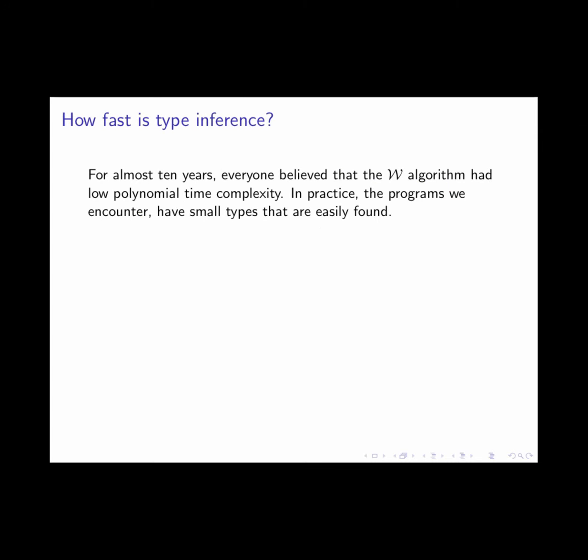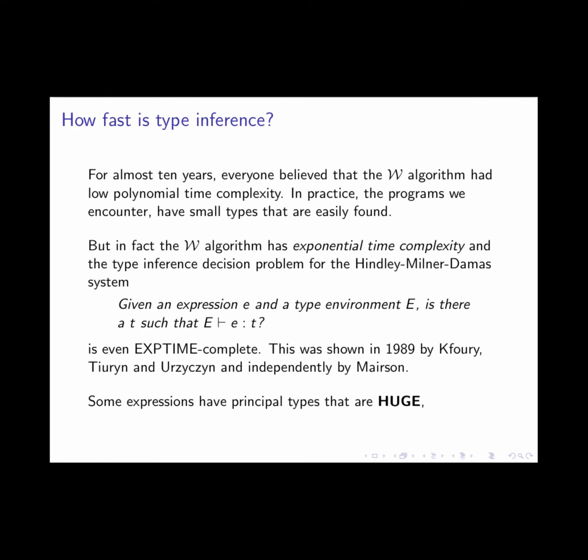But is it a fast algorithm? Well, it was discovered in 1977, and for almost 10 years everyone thought that it was a very nice algorithm in the sense that it had low polynomial time complexity, because in practice the programs that we encounter have small types that are easily found. But it is a slow algorithm in some cases.